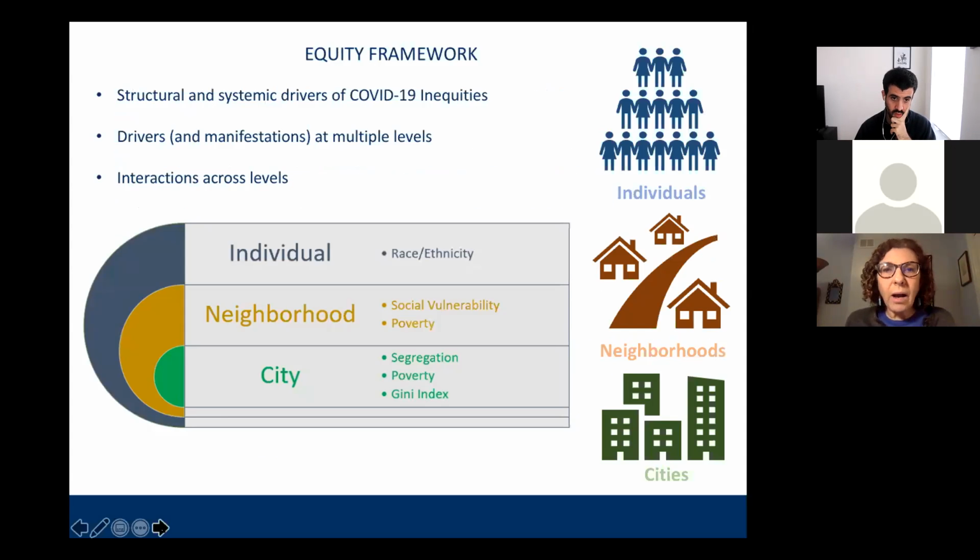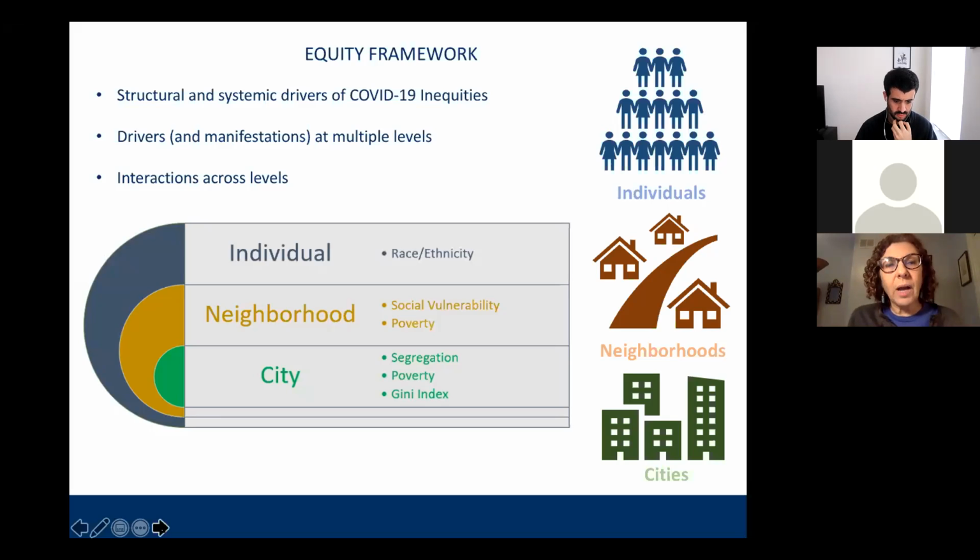So we have developed an equity framework that is detailed in the dashboard itself, but I just want to highlight a few things about it. First is that, of course, we see inequities as driven by structural and systemic factors. And what do I mean by these words? Structural has to do with the way the structure of society, for example, class structure. And systemic, we use the word systemic because we know that these inequities arise from the functioning of systems that bring together many different factors that generate these inequities and have generated them over time.